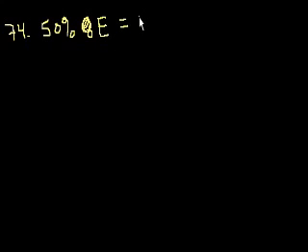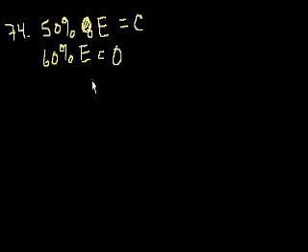74. In a certain office, 50% of the employees are college graduates. So let's say 50% college, I'll call that C. 50% of the employees are college graduates, right? 60% of the employees are over 40 years old. So it says 60% of the employees equal, we'll call it O for over 40. I don't know where this is going. I'm just making up numbers.